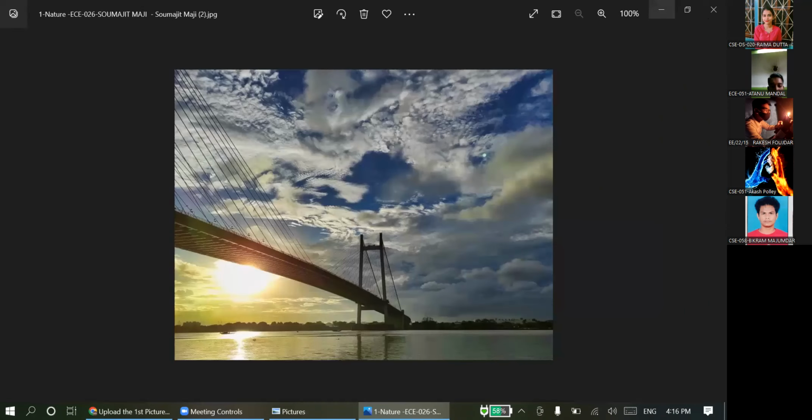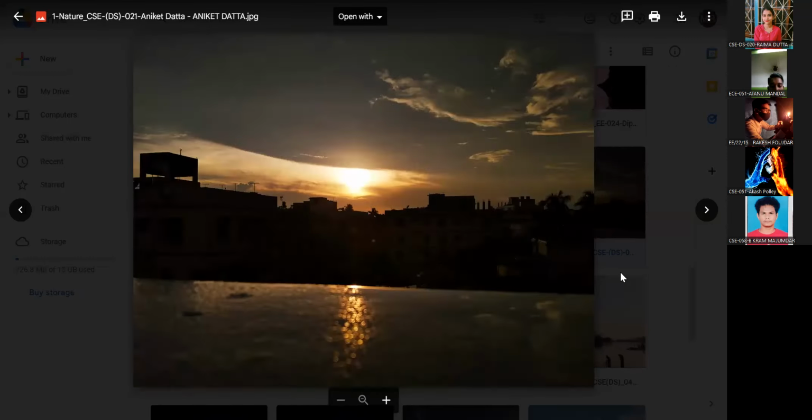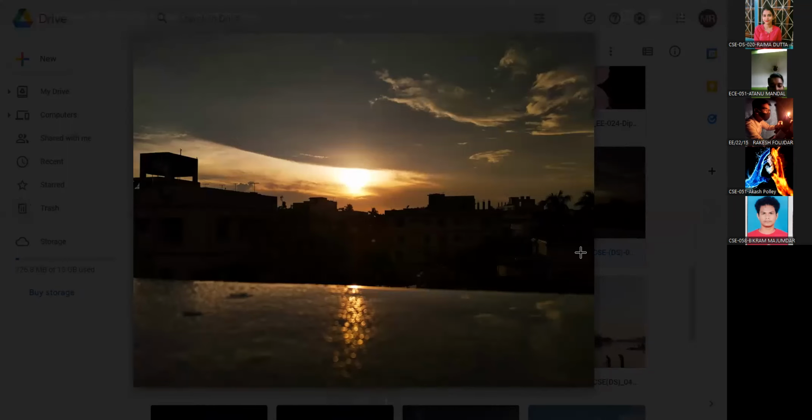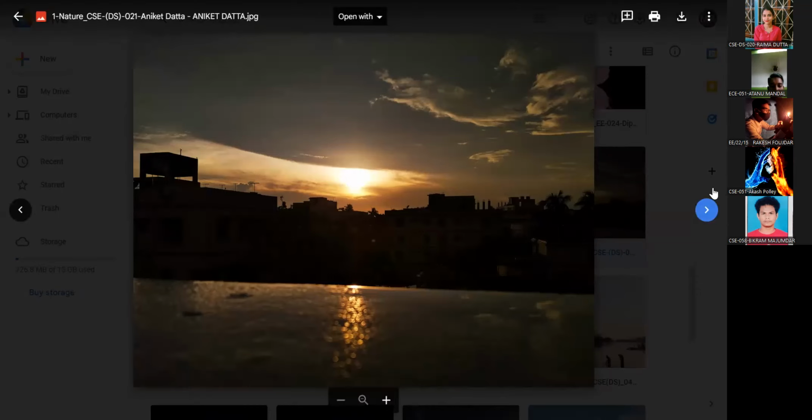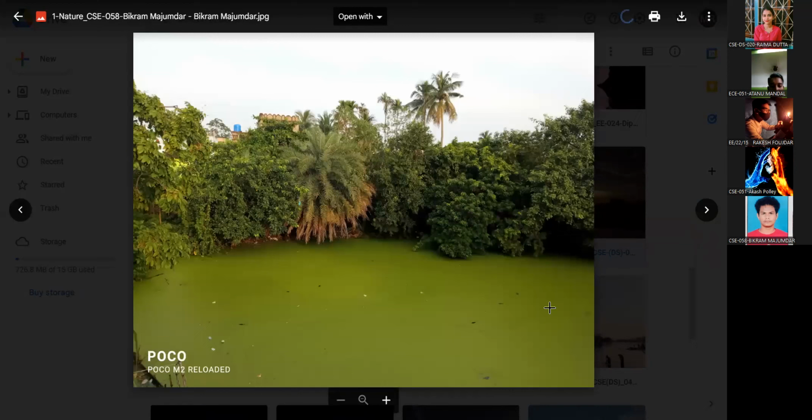Okay, let me go back to this image again. It is Aniket Datta. Aniket Datta, are you present? In this picture, especially, HDR can make all the changes, but he did not use HDR in his picture, and that's why the darks become very dark and the brights are so bright. So the information is lost because of no HDR.